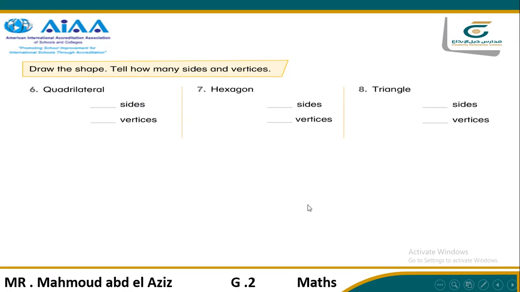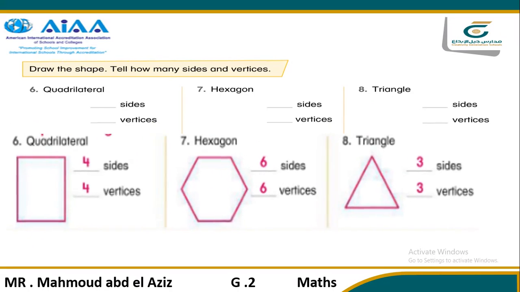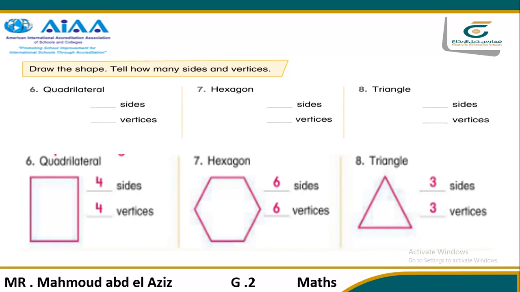Another question. Draw the shape and tell how many sides and vertices. So the first one here we have is quadrilateral. How many sides in a quadrilateral and how many vertices? Excellent. We have here 4 sides and 4 vertices.